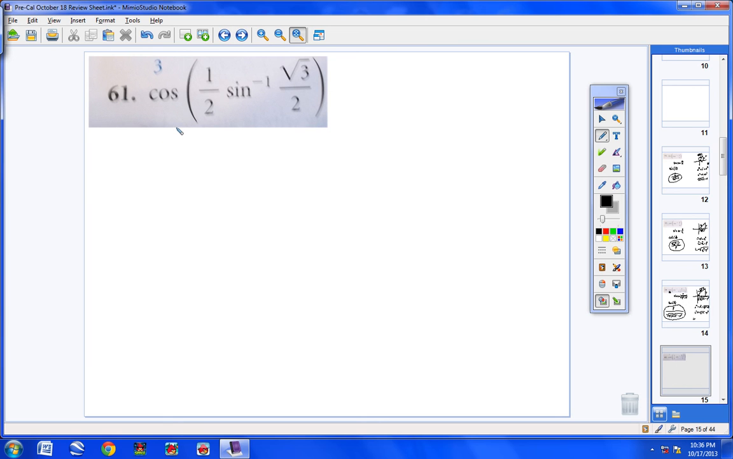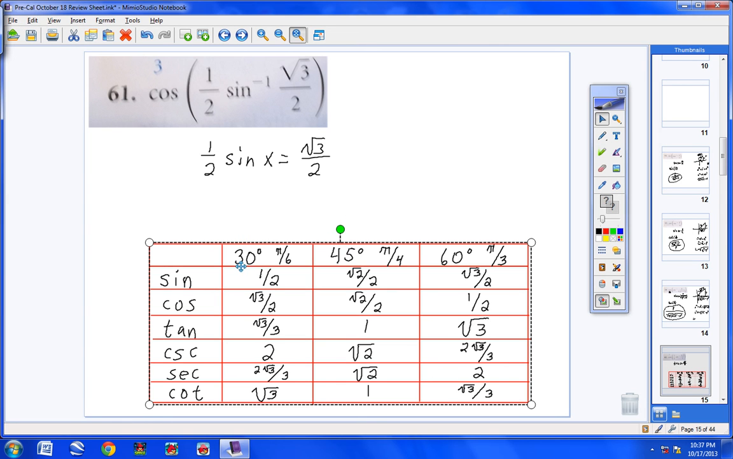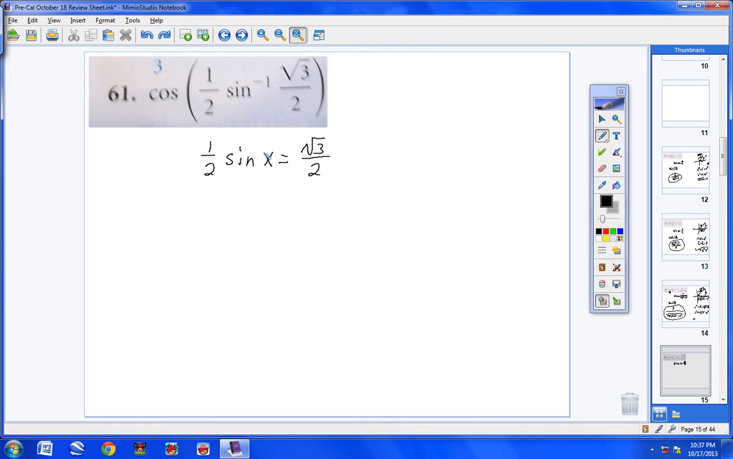All right, now here's what we have. We have 1/2 times sine of some angle x equals square root of 3 over 2. Do you see how I did that? 1/2 times the sine of some angle equals square root of 3 over 2. So, sine of some angle that would give me square root of 3 over 2. Well, here it is. Look, here's sine. Sine of 60 gives me square root of 3 over 2. So I know that this angle right here has to be 60.